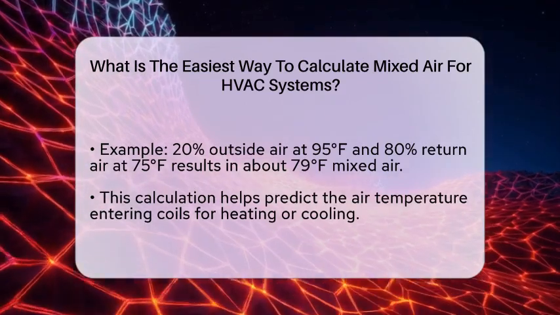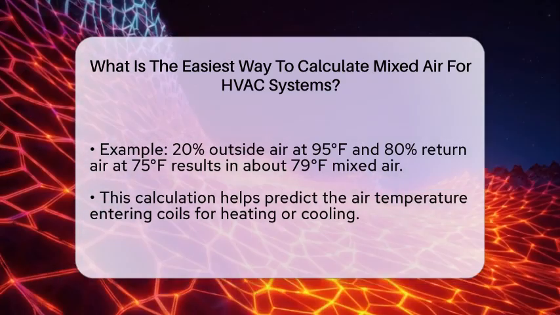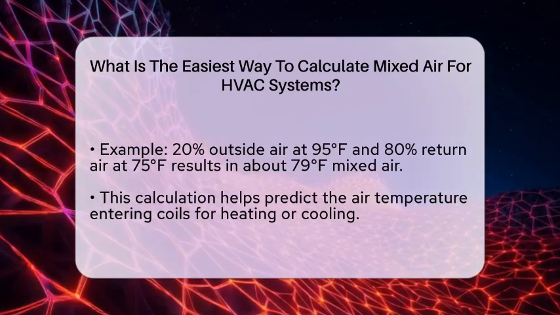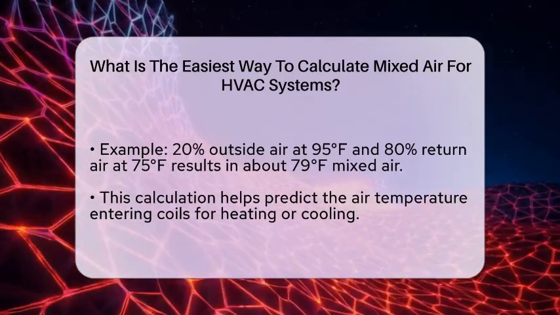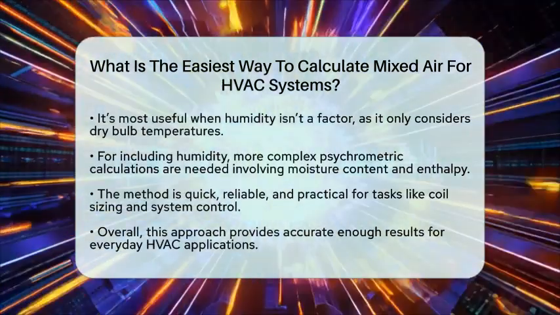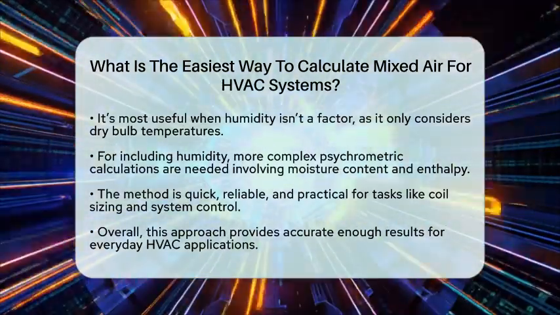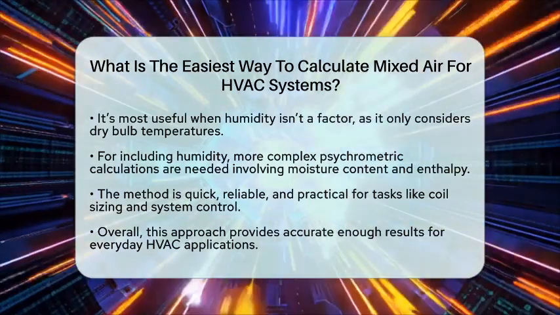For most day-to-day HVAC work, sticking with the weighted average of dry bulb temperatures is the easiest and fastest way. It only requires temperature measurements and knowing the proportions of outside and return air. In practice, just measure the outside air temperature and return air temperature, find out what percentage of outside air is being used, then plug those numbers into the formula.